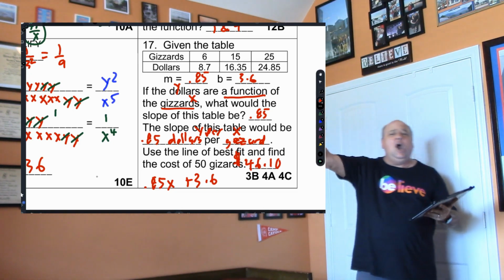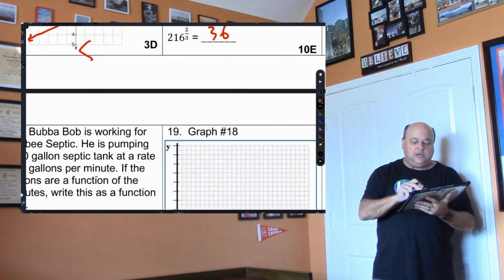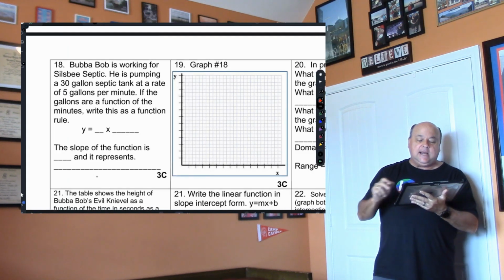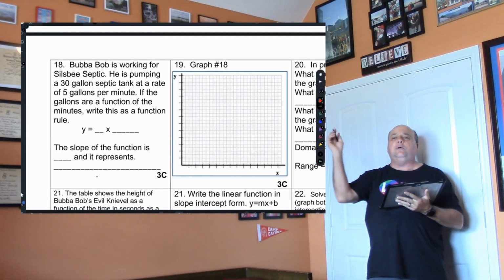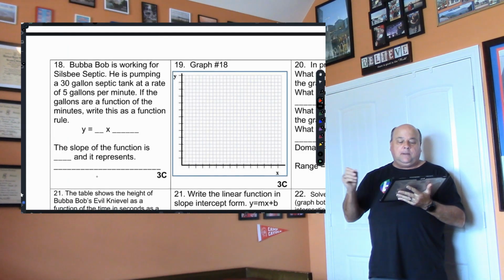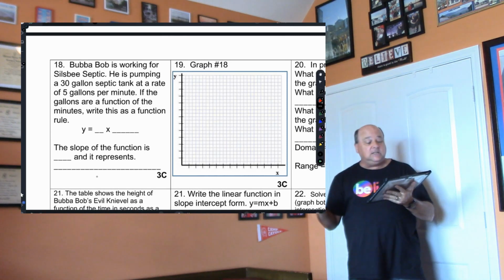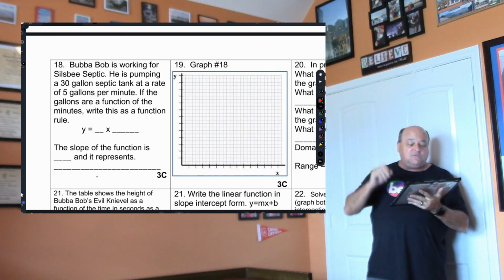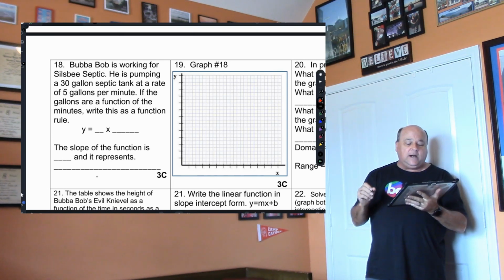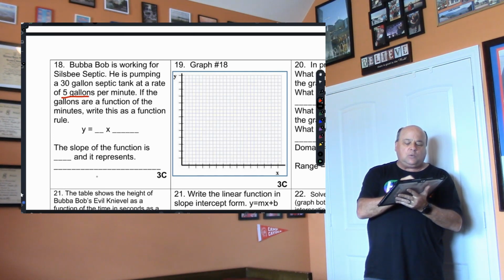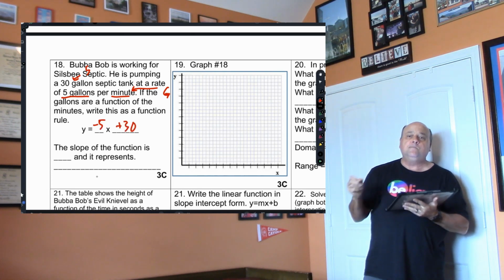Turn the page! So we're at number 18. This is a huge concept. Hopefully you're getting good at it. So Bubba Bob is working for Silsby Septic. Ladies, he cleans his fingernails every night. He's pumping a 30-gallon septic tank at a rate of 5 gallons per minute. This right here is my growing number. This right here is my starting number. So I'm going to have negative 5x plus 30, aren't I?